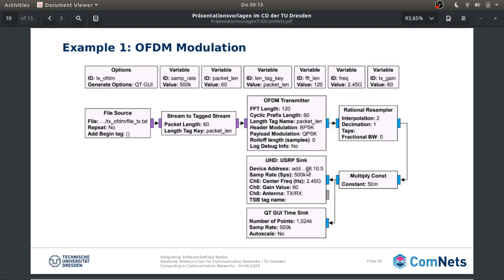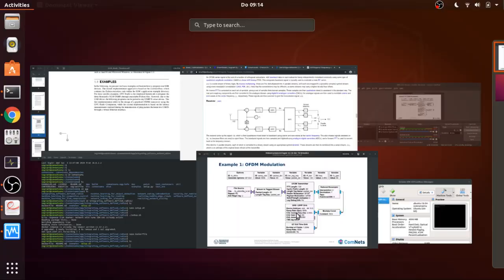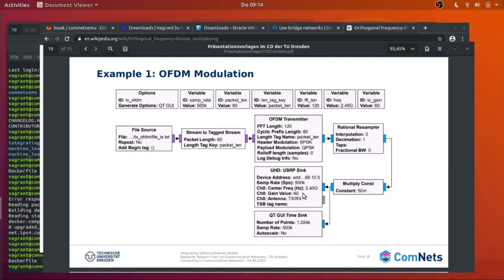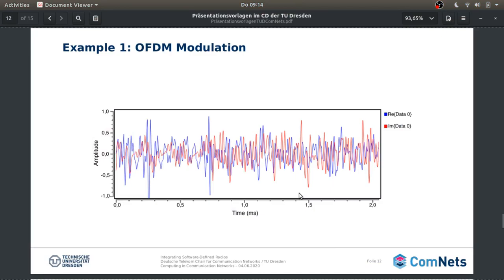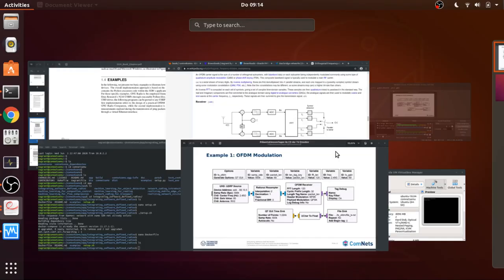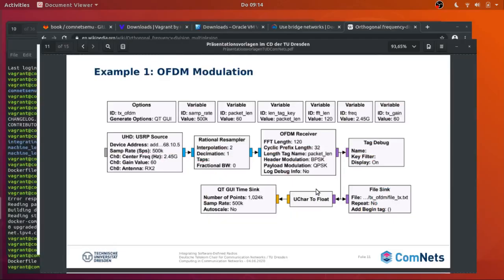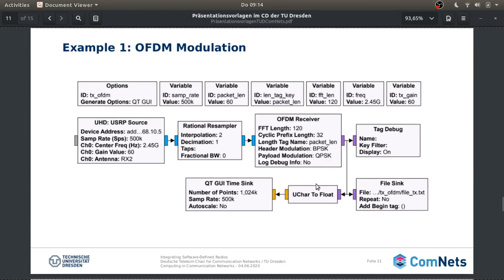And we have here finally a time sink in order to see the modulated signal. The signal that we are transmitting looks like this. Now, on the receiver side, what we have is the USRP source.